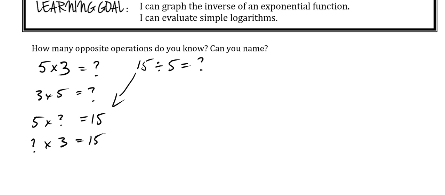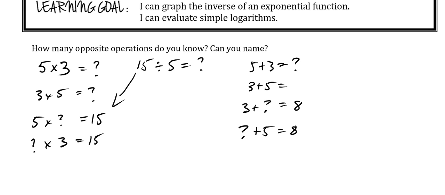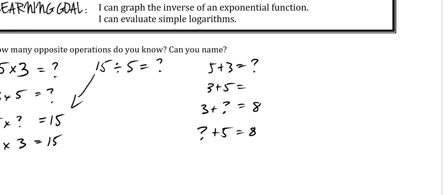as opposed to solving it by inspection. Okay, so then what about, let's say, addition? 5 plus 3. Okay, 3 plus 5, same thing. So 3 plus something is 8, or something plus 5 is 8. And so then again, that's connected with subtraction. Addition is commutative, subtraction is not. Those things. Can anybody name another operation?